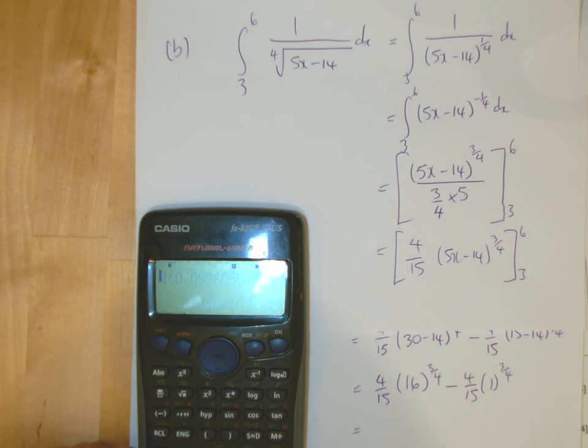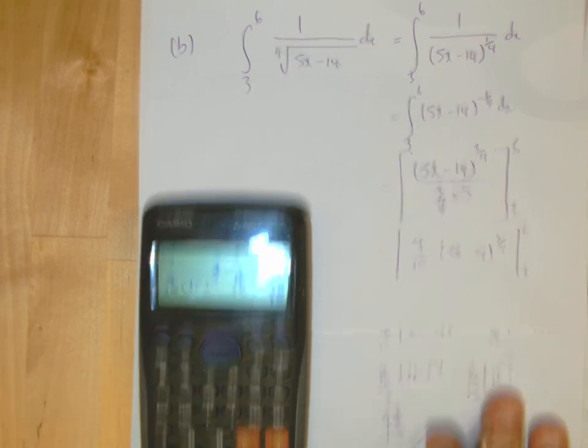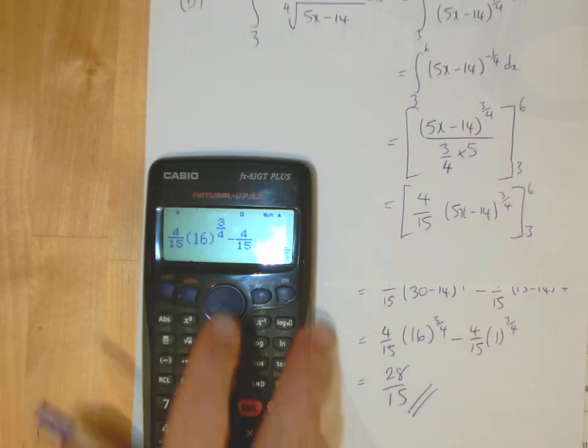Okay, so I'll type that in. 4/15, 16 to the power 3/4, minus then 4/15. And actually it's just 4/15, isn't it? Because that's going to be times 1 in the end, because the power 3/4 is still 1. You get 28 over 15 as my answer, so you can leave it like that and we're done.